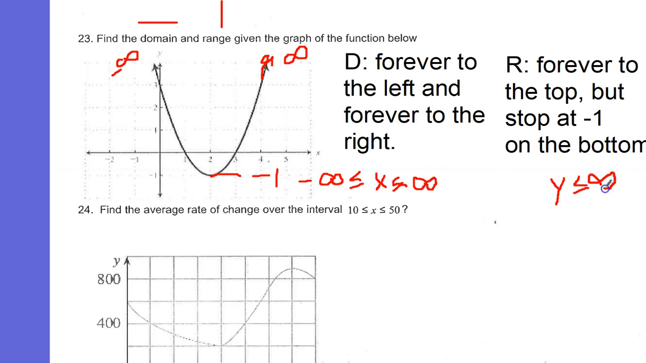So this is the top. But then at the bottom, it stops here at -1. So it can't be any smaller than -1. So it goes between -1 and infinity. So the range goes from here all the way forever this way. So from -1 up to infinity. It looks like that.